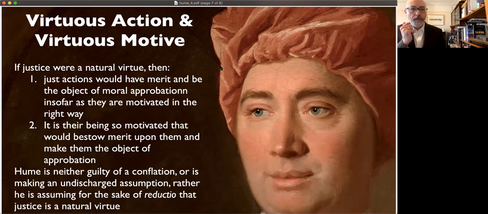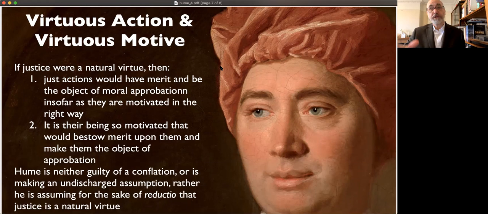So that's going to complete Hume's case for justice not being a natural virtue. Next time, we're going to look at Hume's positive account of justice. And this is really interesting material for those of you who go on to study political philosophy and will learn about Hobbes and Rousseau. This will be directly relevant to that.